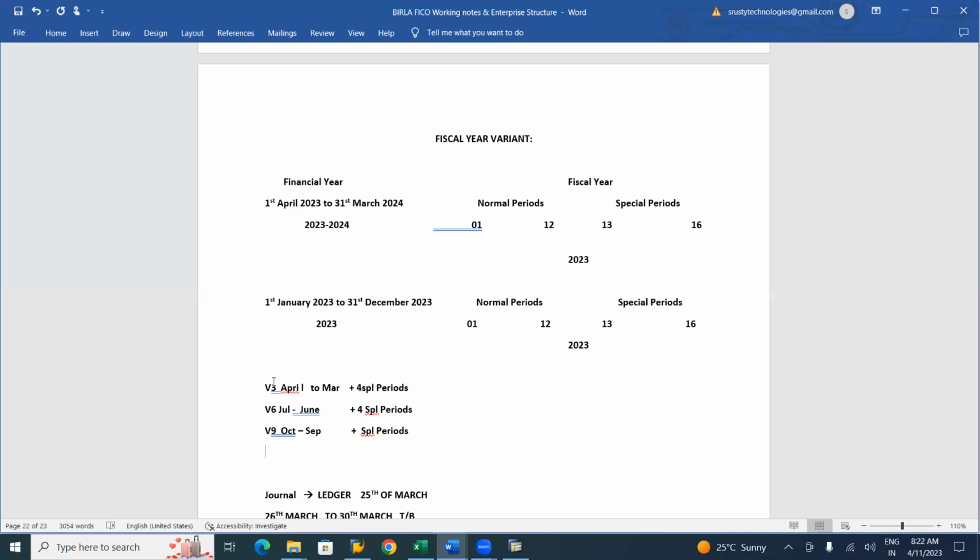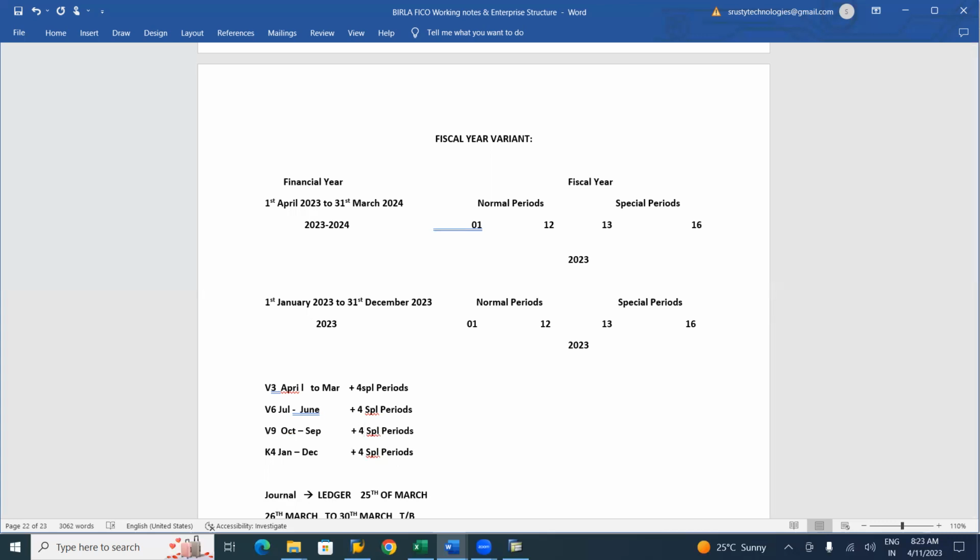Next one, A4. January to December, plus 4 special periods. So these are SAP standard ones.